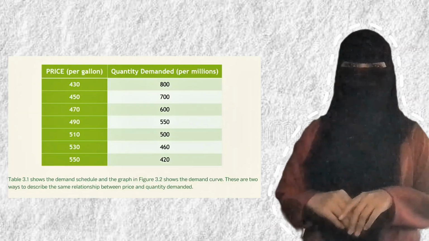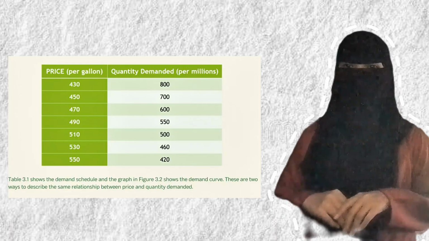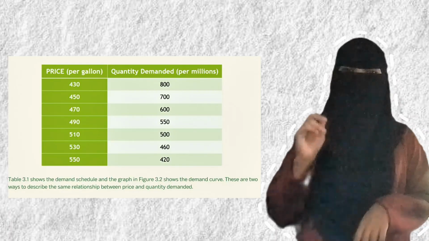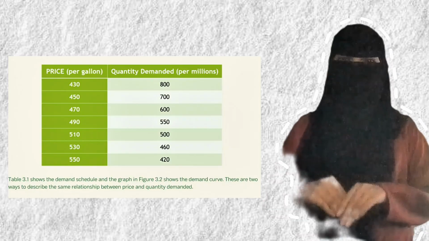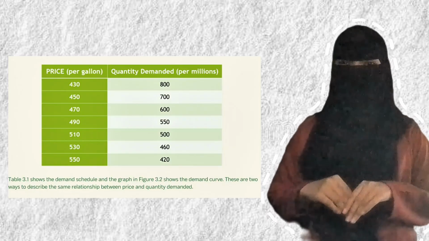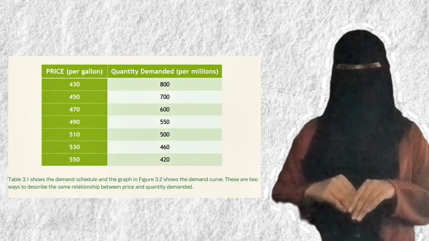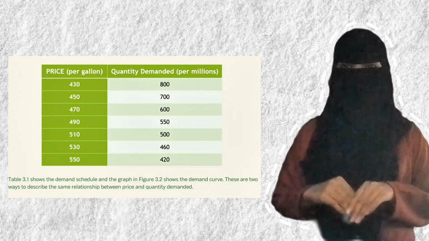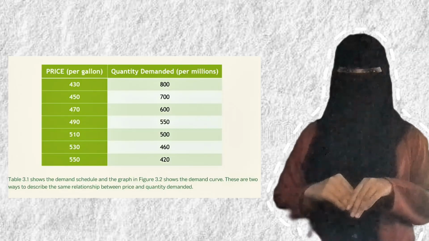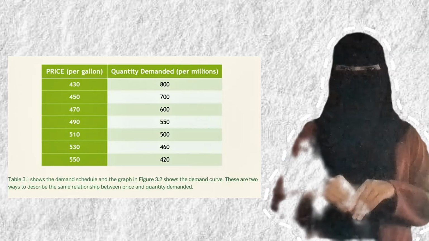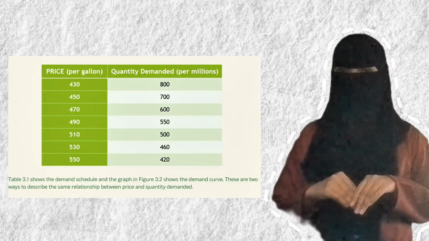So here we have two tables. Number 1, the table shows a demand schedule that lists the price per gallon and the corresponding quantity demanded in millions. As the price rises from 450 to 550, the quantity demanded falls from 800 to 420 million gallons, illustrating the inverse relationship between price and quantity demanded typical of a demand curve.